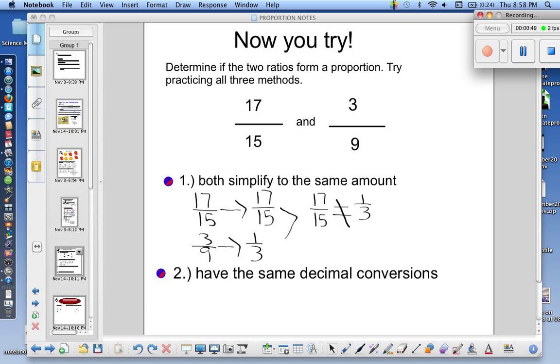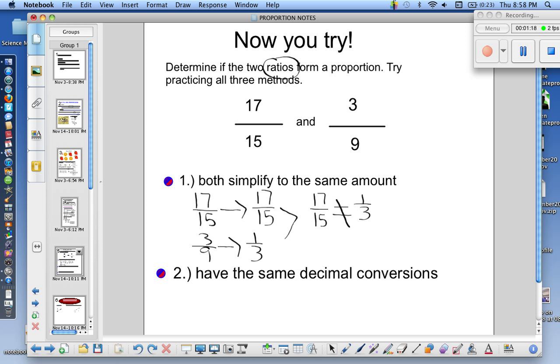So first we have the ratio 17 over 15. Remember, the fractions are ratios here. 17 over 15 does not simplify. It's already in its simplified form, so we leave it as is. But 3 over 9 does simplify to 1 over 3. So if there's any questions how to simplify this fraction, please raise your hand now and we can pause the video.